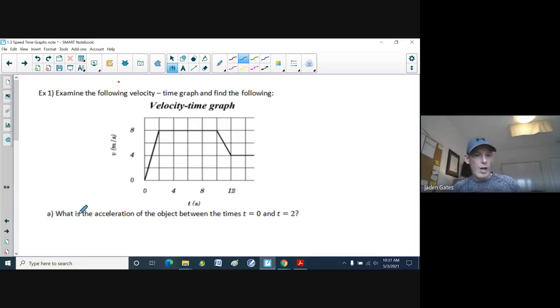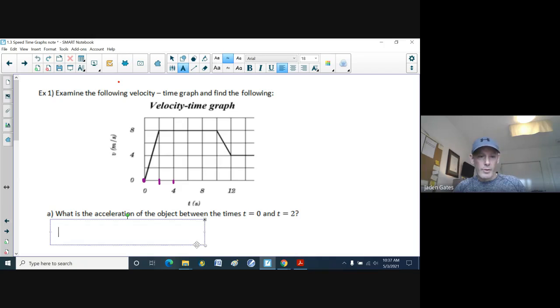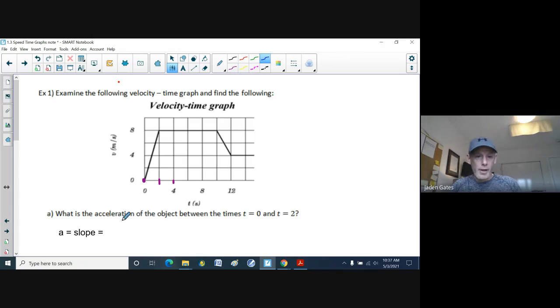So A here starts off with, what is the acceleration of the object between 0 and 2 seconds? So here's 0. And let's see, so that's 4. So I guess halfway here is 2. And so when we are finding the slope, so A, find acceleration, is going to equal slope. And again, as I was saying, we're going to use a little grade 9 math of rise over run. And so in this case, for 2 seconds, there's our run right there in blue. So I'll put that down here, 2 seconds.